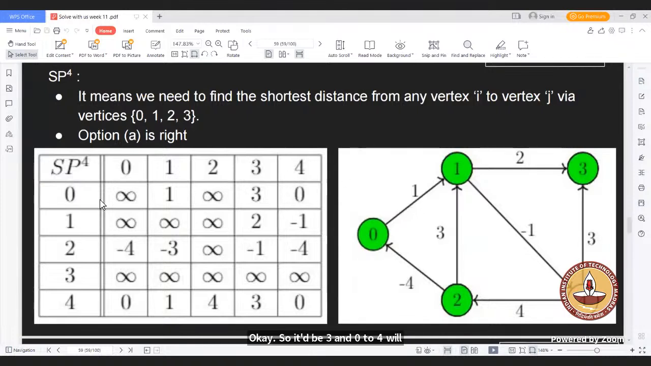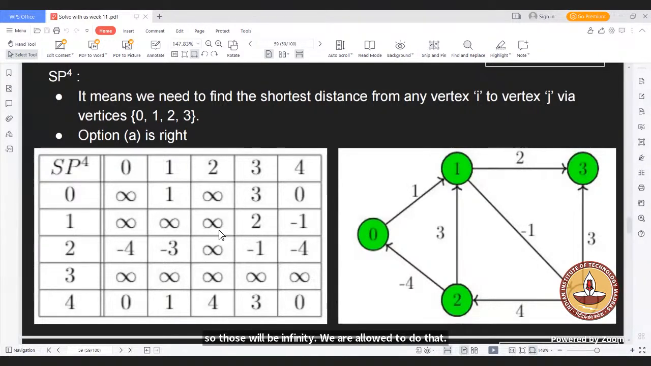is 0. And if you can see 1 to 0, you can't go from 1 to 0, correct? We have to use 4 also as an intermediate vertex to go back to 0 again. So it must be SP5. Since we can't use that, this will be infinity again, and we can't come back to 1 and 2 also. So those will be infinity. We are allowed to do that only when we can include 4, so it will be in SP5.